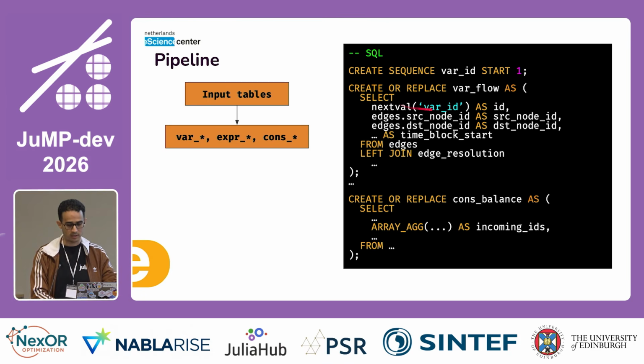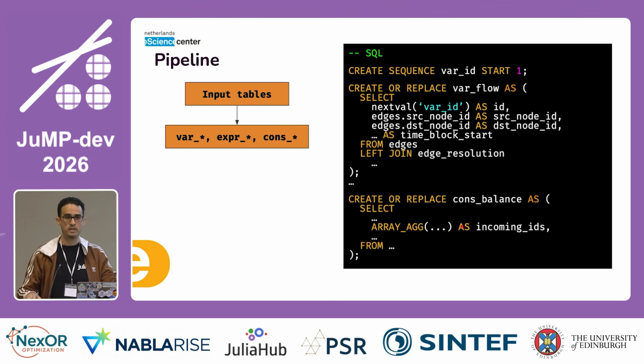We have an automatically incrementable ID. We're going to have the source node and the destination node. And you're going to have the time block start, because we are storing just the indices, although in Julia, they're going to be ranges. We store the start and the end. And those things, they can be computed before you get into the JuMP part of the thing.